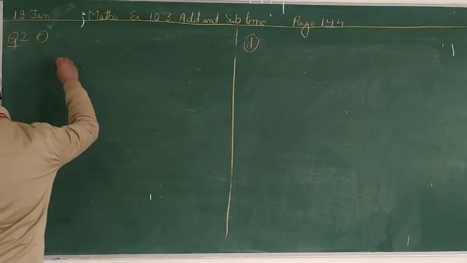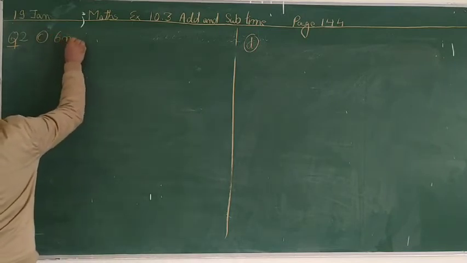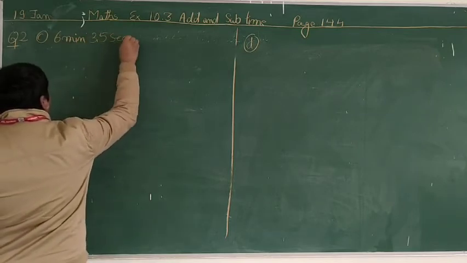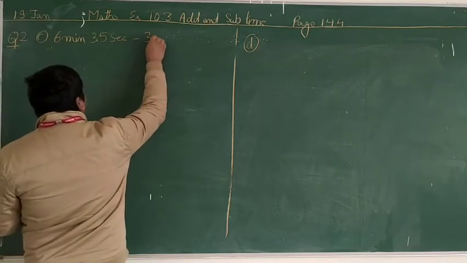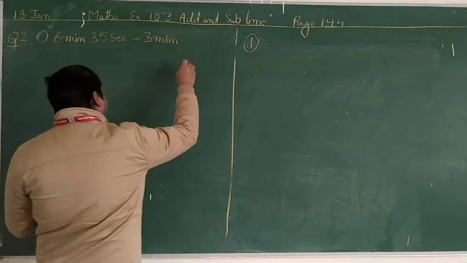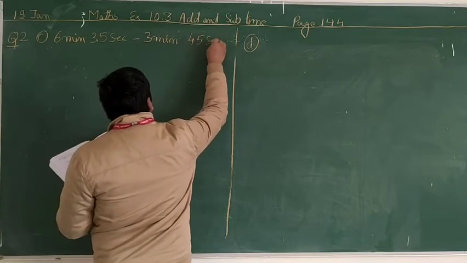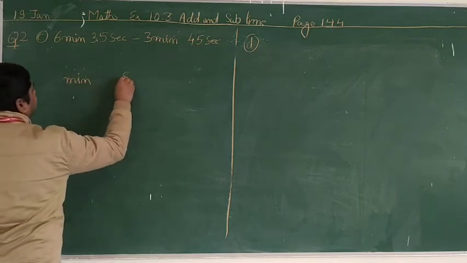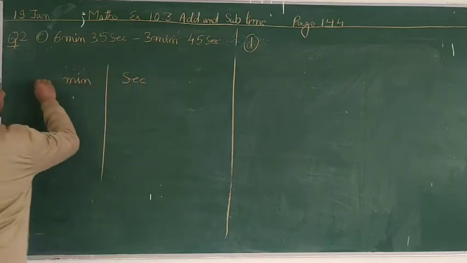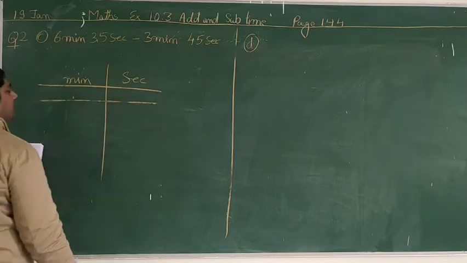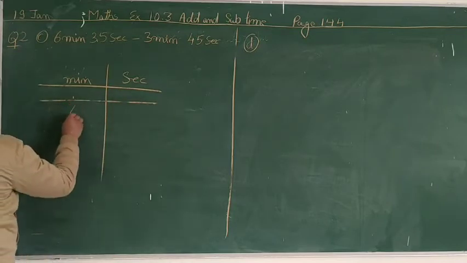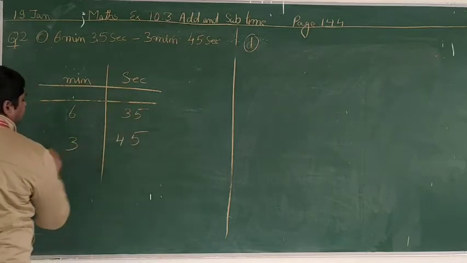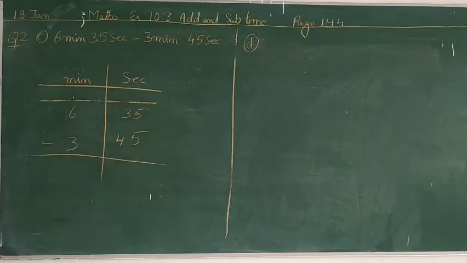So the C part is 6 minutes and 35 seconds minus 3 minutes and 45 seconds. Now we will make two columns, one for minute and second is for second. You can leave one line for borrow and you will write 6 minutes 35 seconds and 3 minutes 45 seconds. Now subtract them and you will get answer.